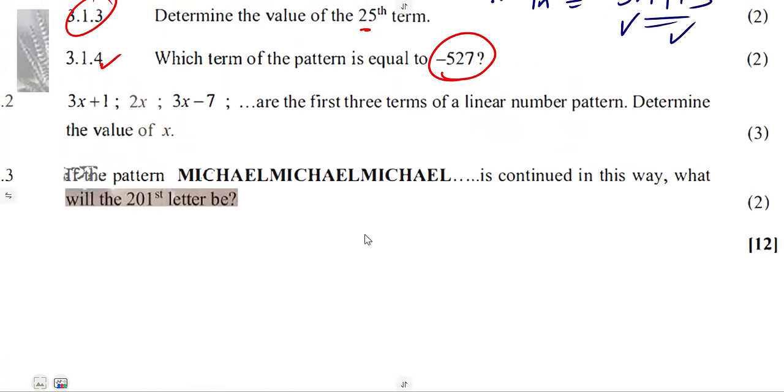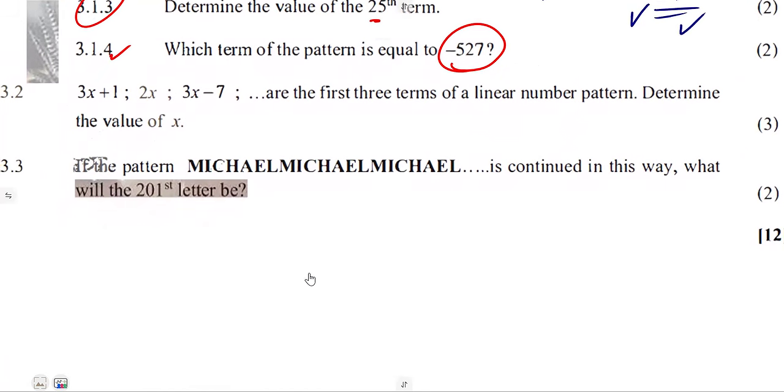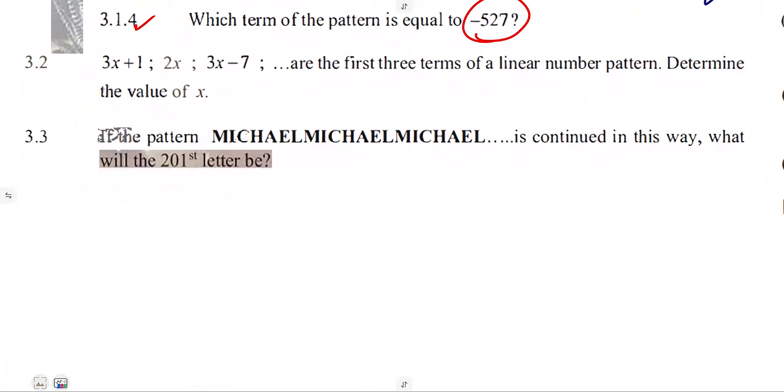Let's consider the other part of the question, which is our 3.2. We are given that 3x plus 1, 2x, and 3x minus 7 are the first three terms of a linear number pattern. It's a linear number pattern, so we've got T1, T2, and T3. So the question is determine the value of x.